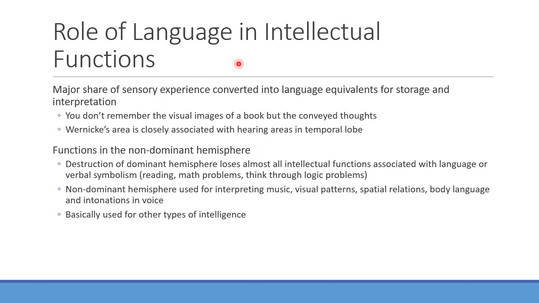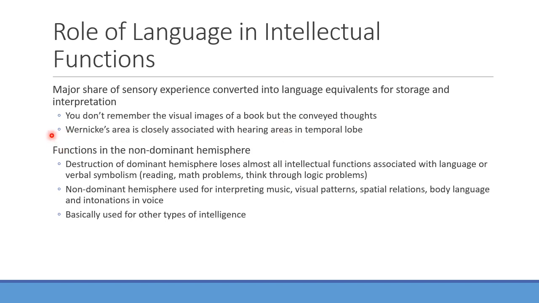Okay, so looking at language and these intellectual functions, the majority of that sensory information I mentioned gets converted to language for both storage and interpretation, right? So if I smell a hamburger, I have to convert that smell sensation into what it means: hamburger. Because I don't remember the pages I'm looking at in the textbook, but I remember the meaning. I convert that into a language that I can then store and use later on, as the case may be. We're also going to find that Wernicke's area is associated with the temporal lobe, which is where you have a lot of your hearing areas as well. So there's feedback coming in from the visual cortex and the auditory cortex, and all of that is communicating with Wernicke's area.